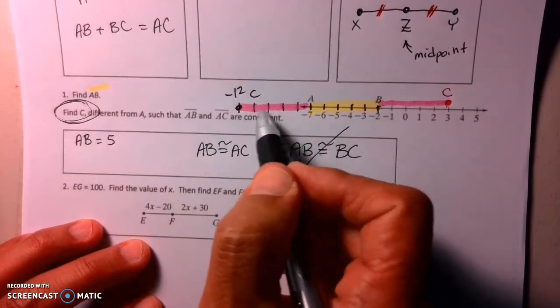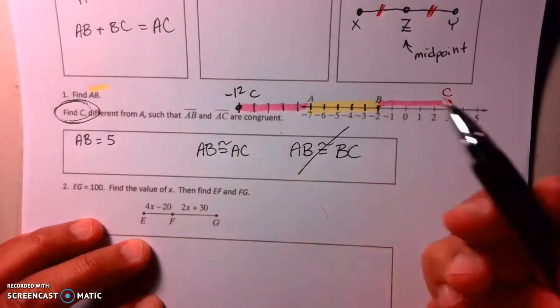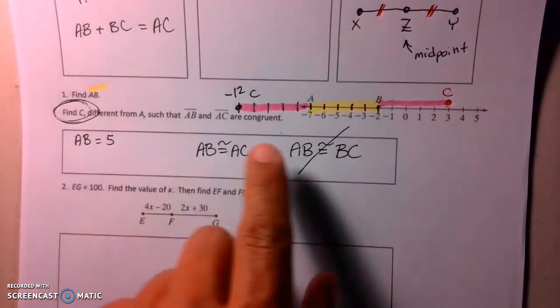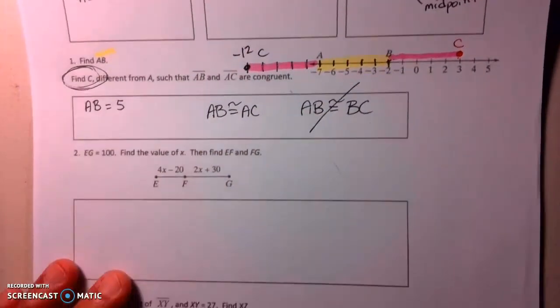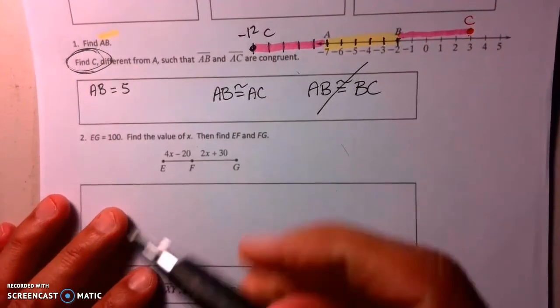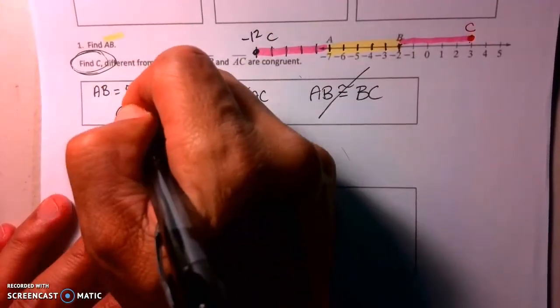And this AC here would be 5, AB is 5, and that's why they would be congruent. So just a little trick question here. Don't just assume it's over here. So point C is actually -12.